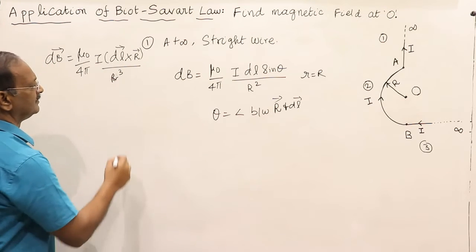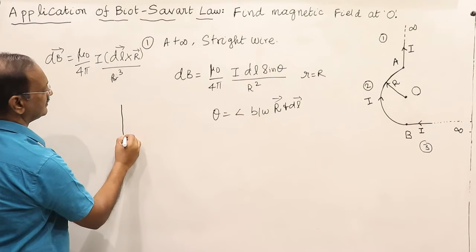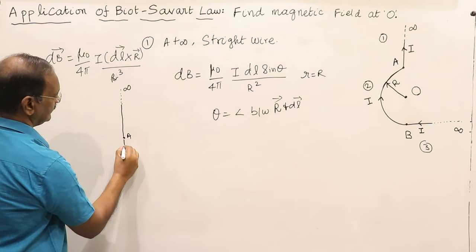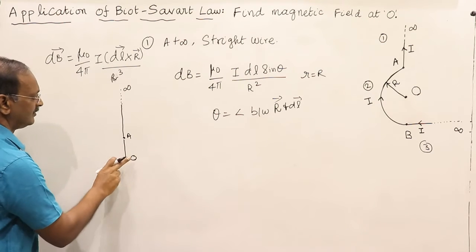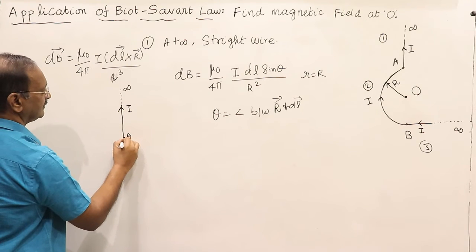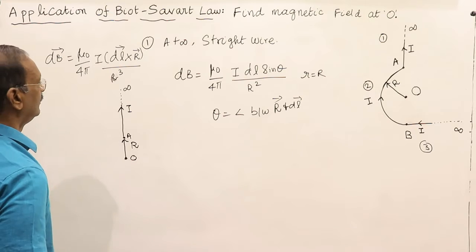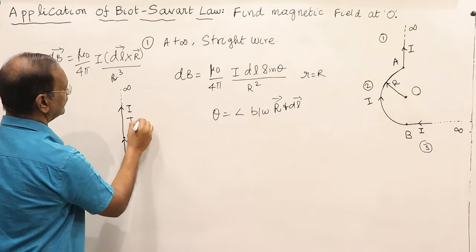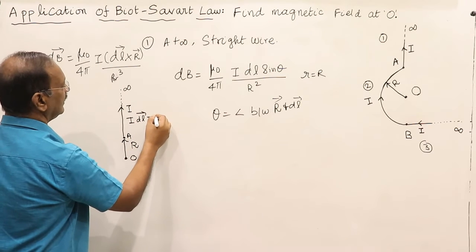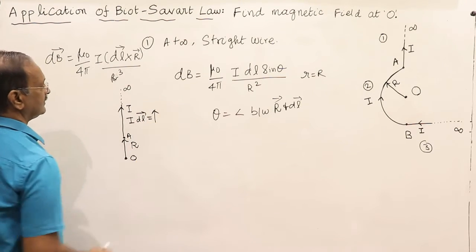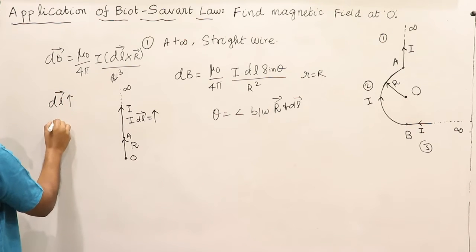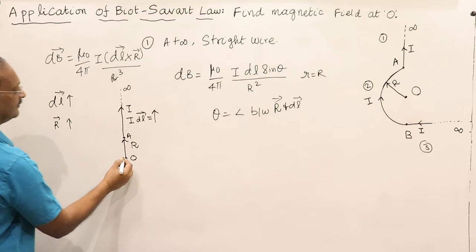In this first problem, this is the conductor, starting from A, it goes up to infinity, and this is point O. We are interested in finding the magnetic field at O produced by the current carried in this portion. This is R. Now see the dl vector. If you take a small portion dl vector, it is along the direction of I. So the dl vector is in this direction, and the r vector is also in this direction, from here to here.